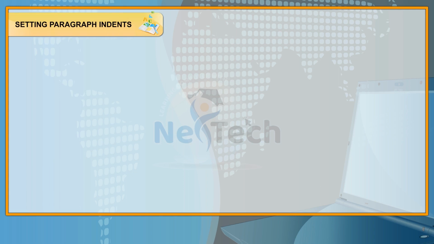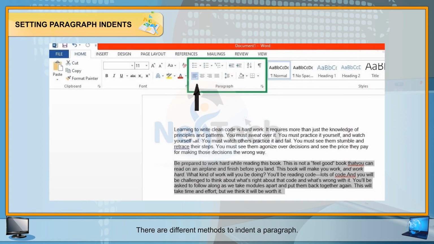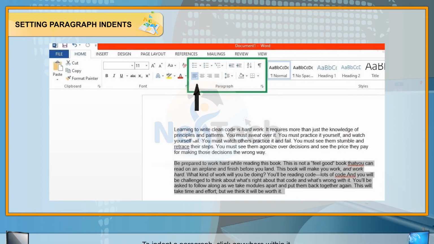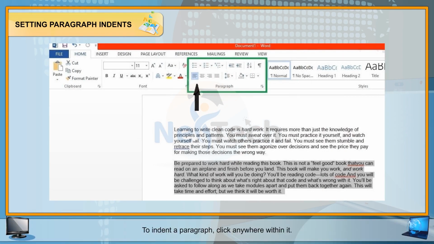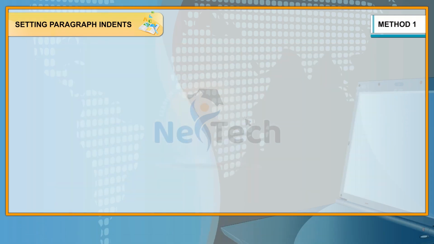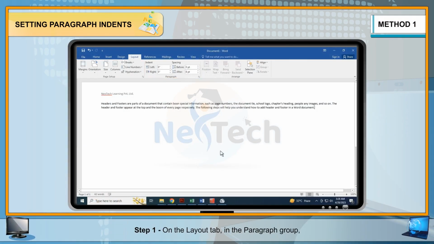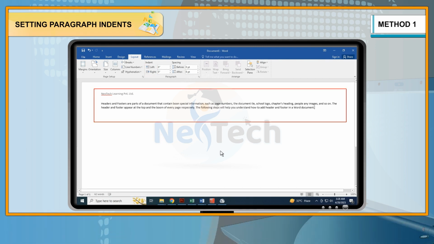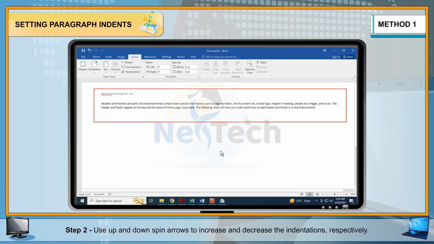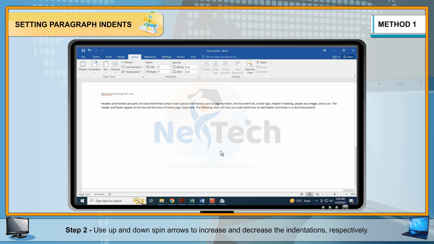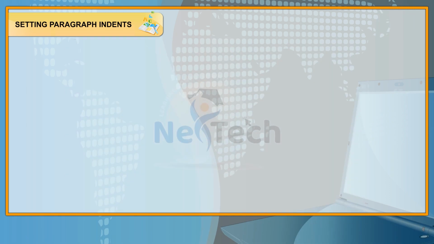Setting paragraph indents. There are different methods to indent a paragraph. To indent a paragraph, click anywhere within it. Method 1. Step 1. On the Layout tab in the Paragraph group, specify the left and right indents in the Indent section. Step 2. Use up and down spin arrows to increase and decrease the indentations respectively.